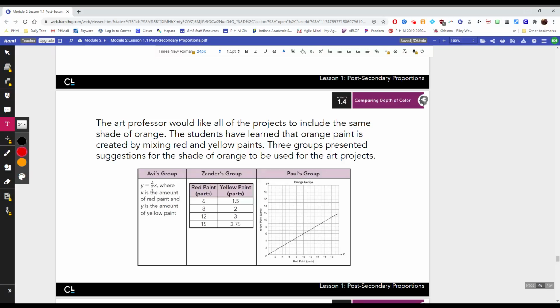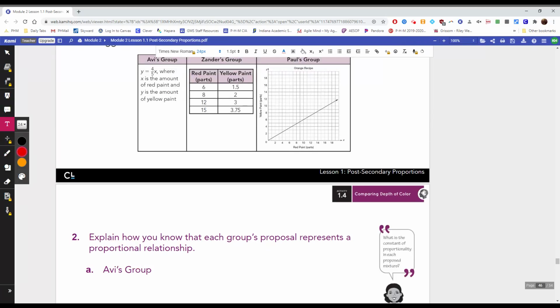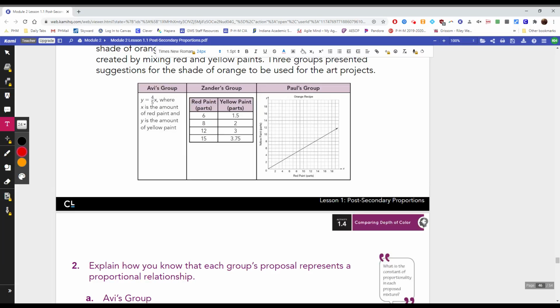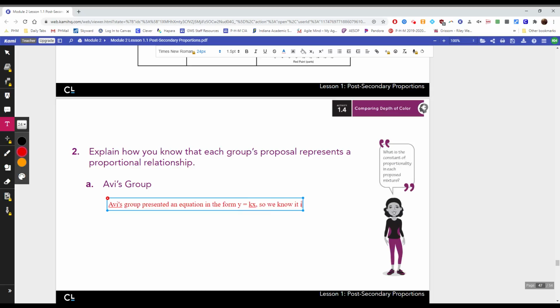So we have Avi's group, Xander's group, Paul's group. We have an equation here, we have a table, and we have a graph. So it says, explain how you know that each group's proposal represents a proportional relationship. Well, Avi's is in the form y equals kx, so we know that it's a proportional relationship. Avi's group presented an equation in the form y equals kx, so we know it is proportional.